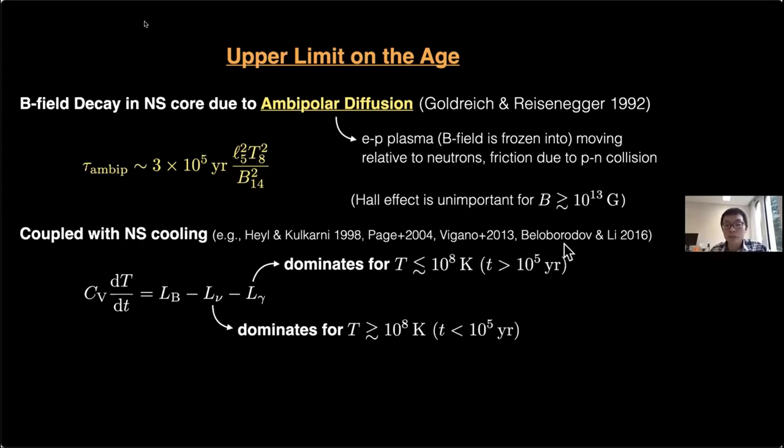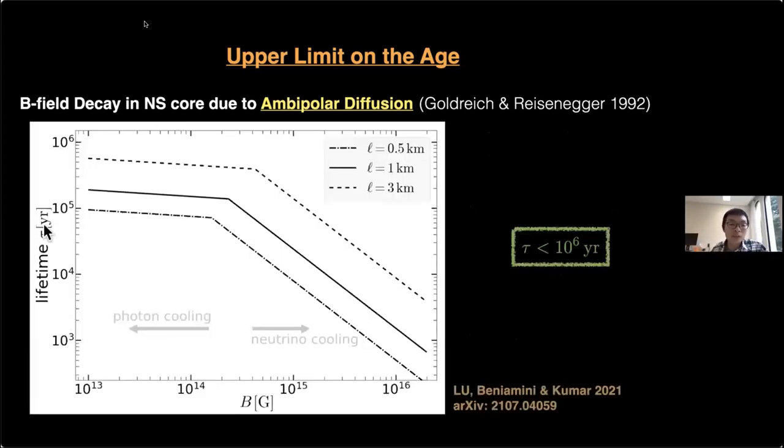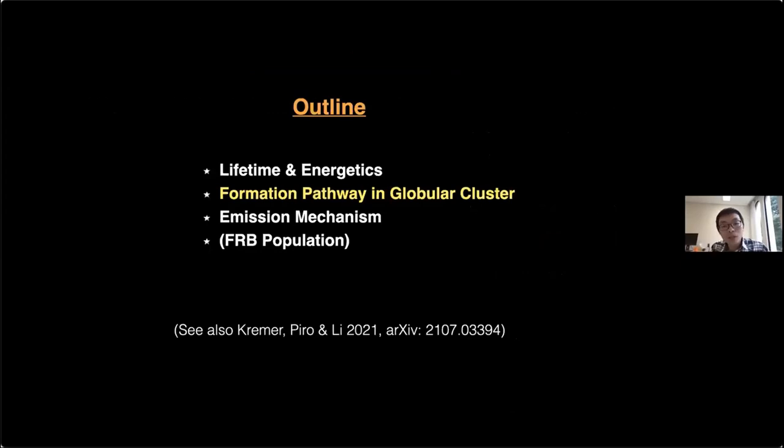So roughly speaking, about 10 to the 5 years is about the time when the neutron star core cools enough such that there is no more interior magnetic energy. So one can work that out, and get the lifetime of the neutron star as a function of the interior magnetic fields. You can see that, given some uncertainty over here, the maximum lifetime if the FRBs are magnetically powered is about 1 million years. So the next thing I'm going to talk about is the formation pathway.